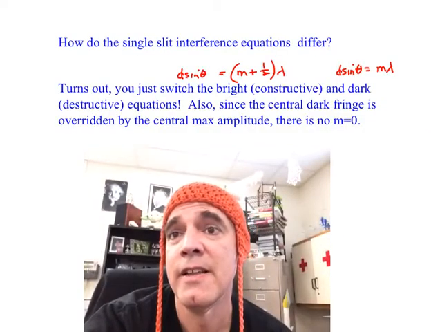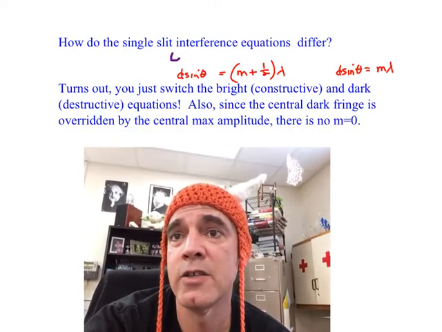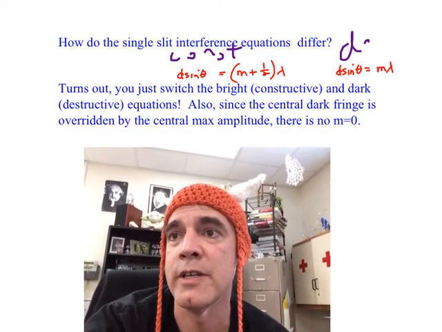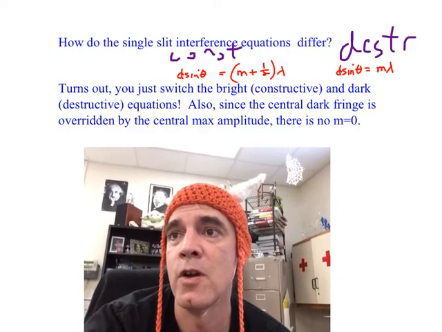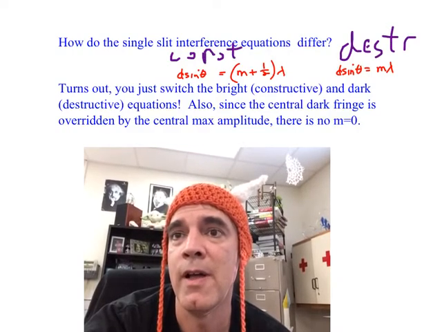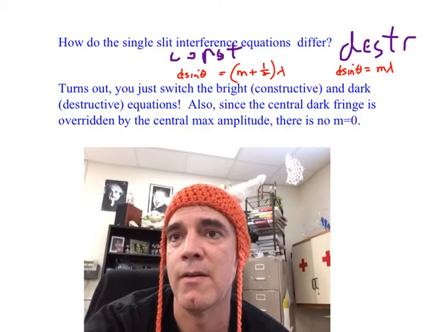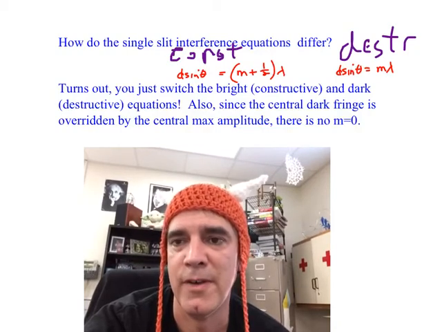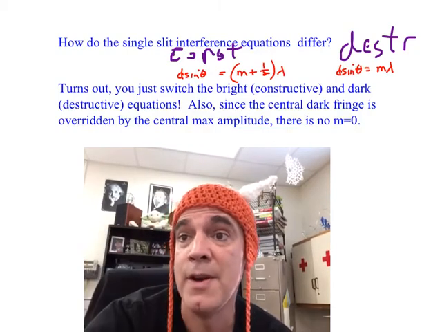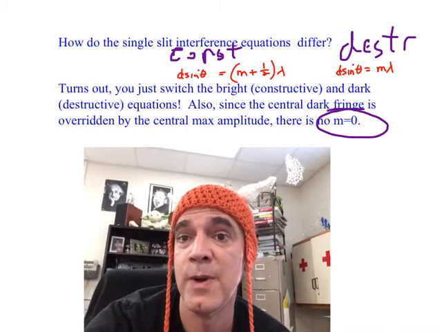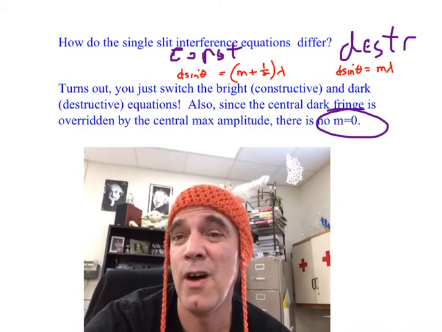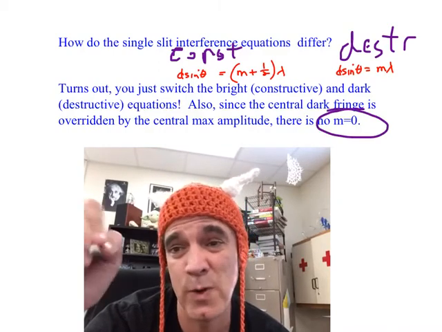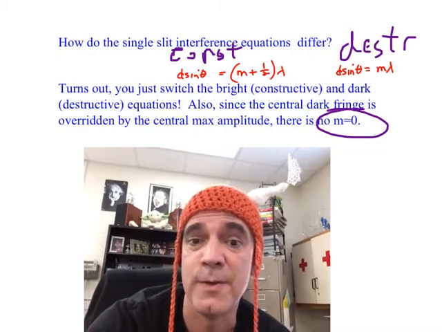That's what this says. That says that this is constructive, and this is destructive. Whereas normally it's the other way around. And we'll have a better font for that later when we're talking about all of them. And notice there is no n equals 0 for this one. And so all the things we did for 2-slit interference work for this one except for those 2 minor differences.